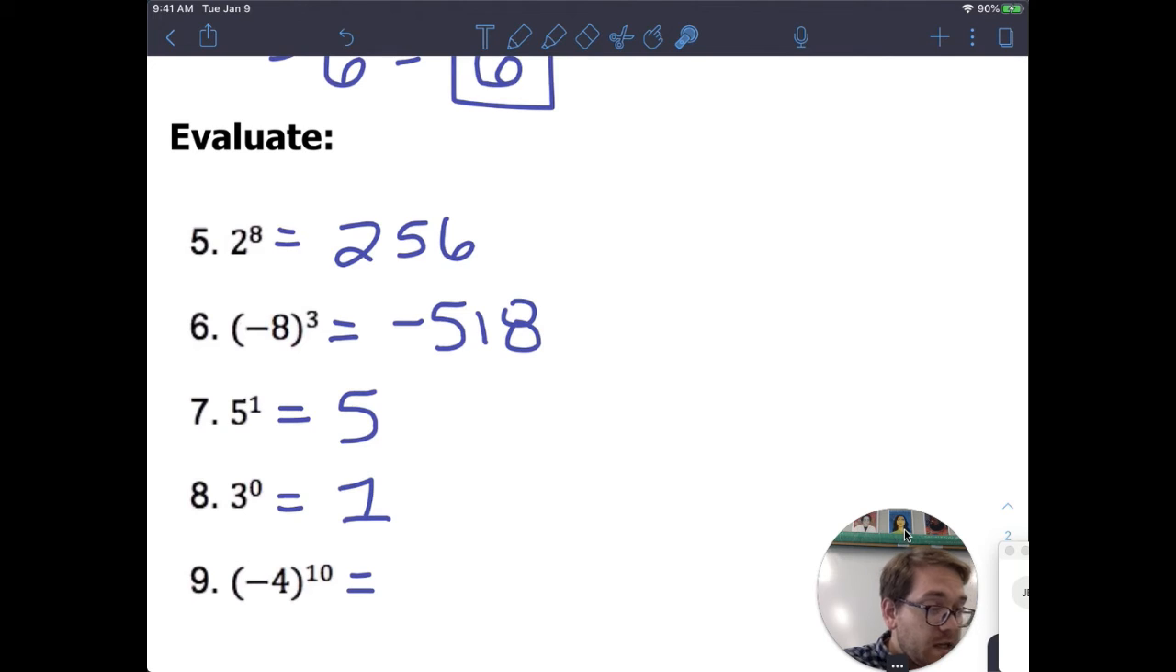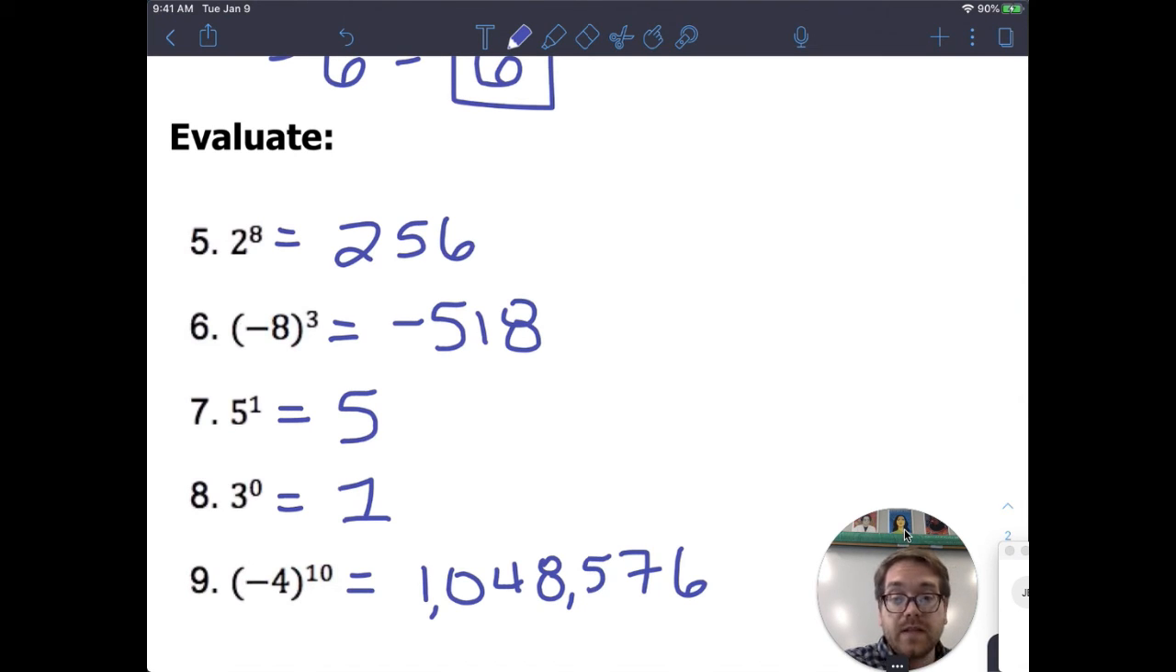So -4 to the 10th power, we use our calculator, it's going to be 1,048,576. It's a good thing that we used a calculator for that because that would have been a lot to multiply to get to 1 million. That would have been -4 10 times. That would have been a lot of multiplying.